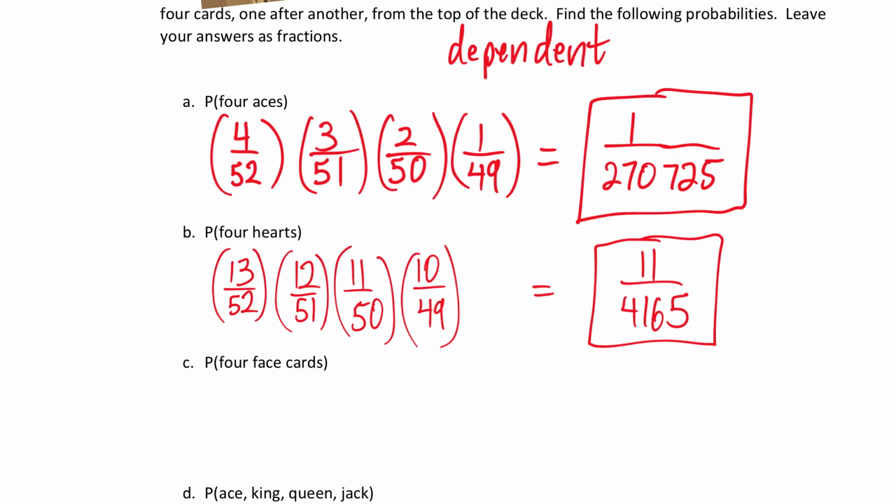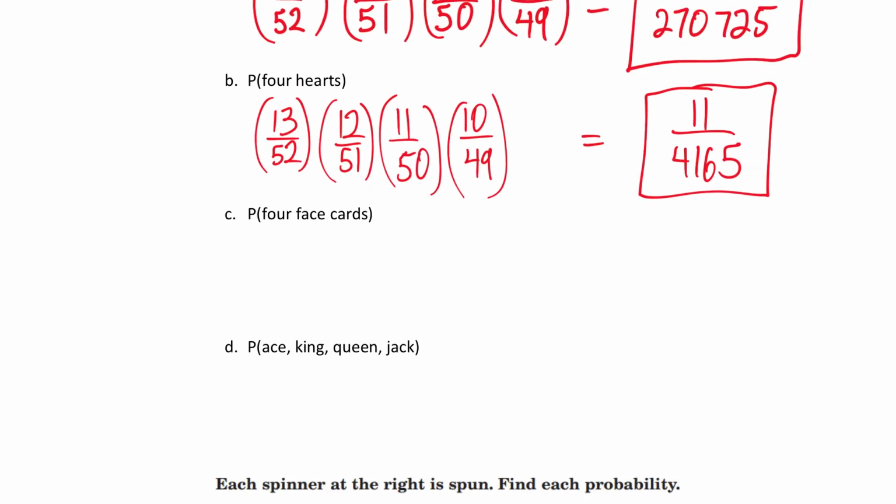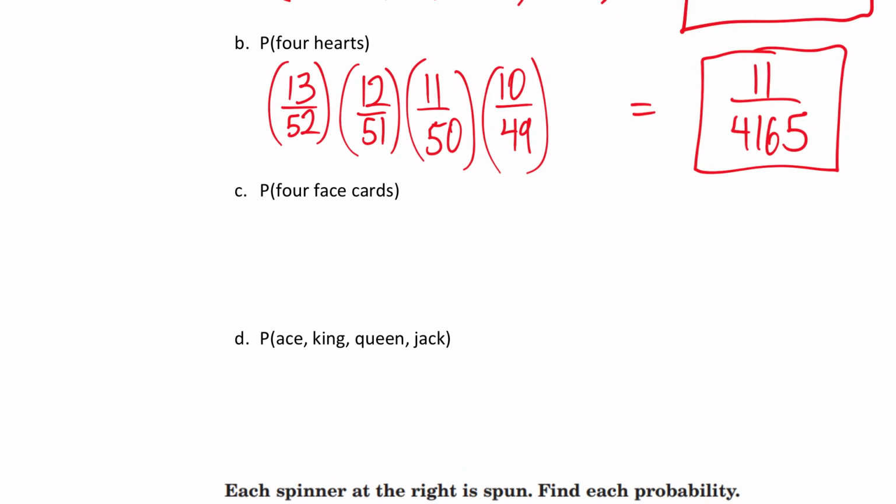So, are there better odds of getting 4 hearts than there is of getting 4 aces? Way, way, way better odds. Way better odds of getting this than this. All right, now, what's the probability of getting 4 face cards?